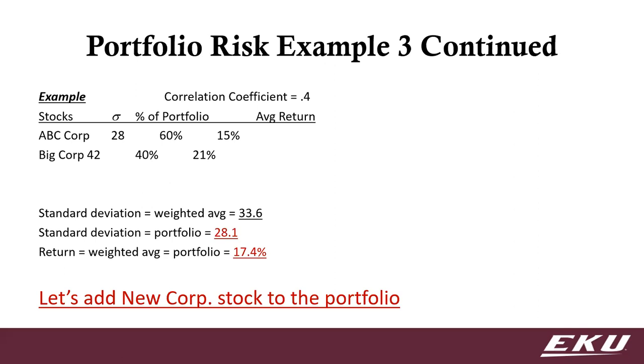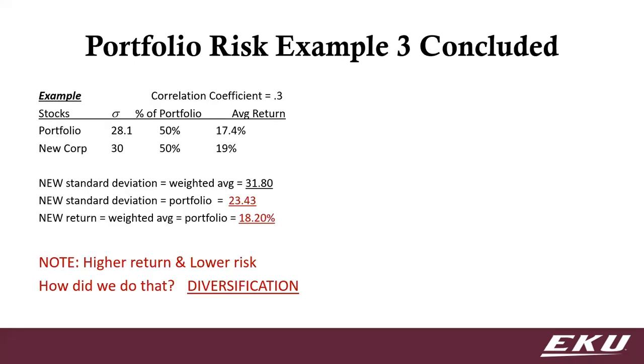Okay. Now, what if we have this and we want to add another stock to the portfolio? We would just continue to add these things in. And because we're adding more and more of these not perfectly correlated stocks, we're getting that diversification benefit.